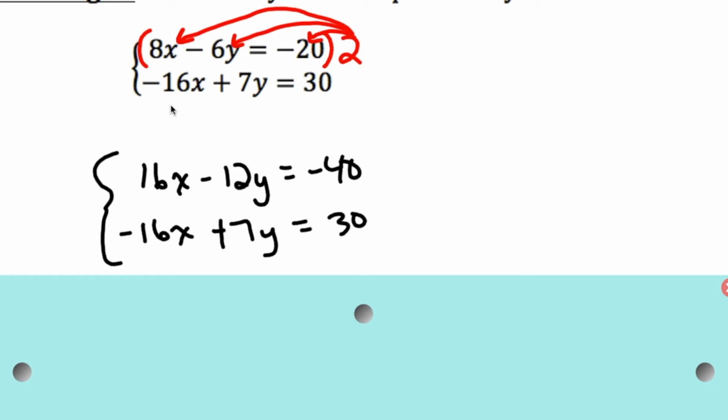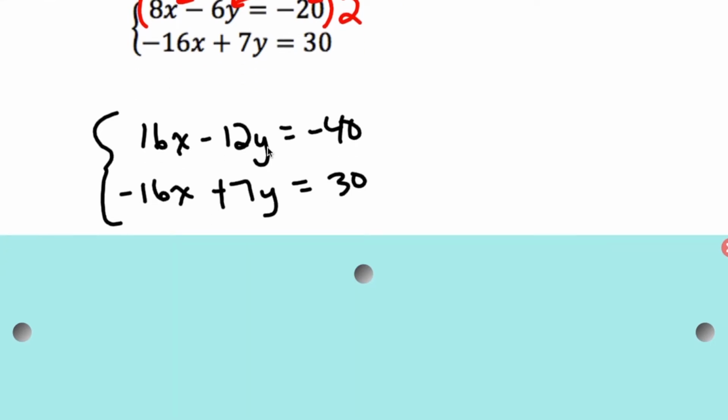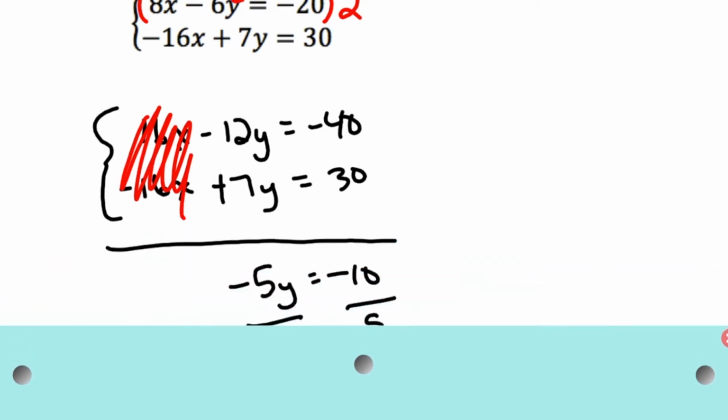The bottom equation stays the way it is, and I will just add my columns together because now I can see that my x's will cancel. 16x minus 16x is 0. These are gone. Negative 12y plus 7y is negative 5y. And negative 40 plus 30 is negative 10.